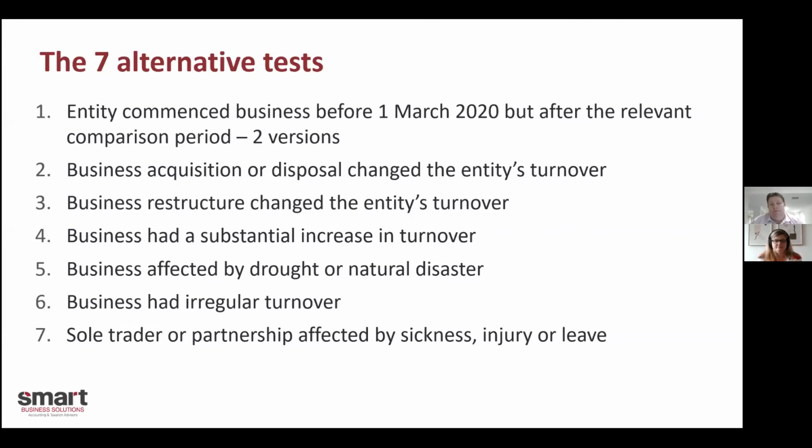Businesses that have had irregular turnover, I think that's going to be another popular one as well, that and a substantial increase in turnover. I think everyone who doesn't pass the basic test should be looking at those just in case they might be eligible. And the final one there is the sole trader or partnership, where the business person has been affected by sickness, injury or leave during a comparison period. So we can talk about how that can be changed, so we can have a look at a different period potentially.